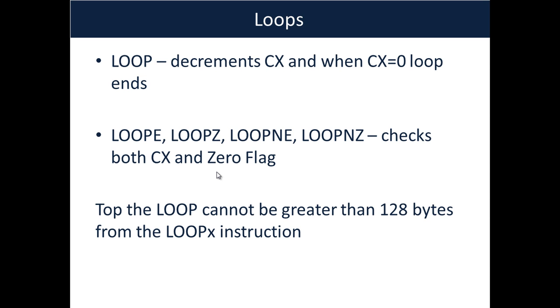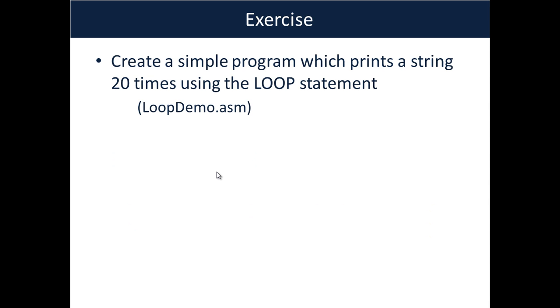Now the MASM assembler programmer's guide specifically says that the loop instruction cannot be greater than 128 bytes from the start of the loop statement, right? Which actually means that loop can only jump to a maximum of 128 bytes and execute instructions. Let's take a simple example and figure this out. You can download the program loopdemo.asm.